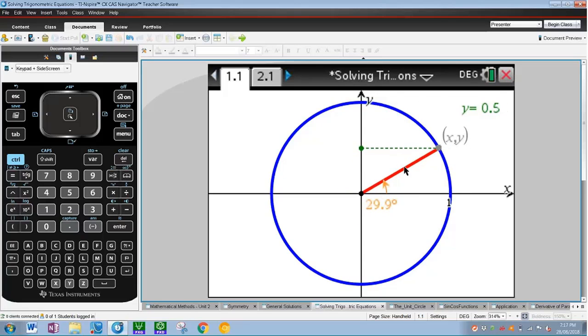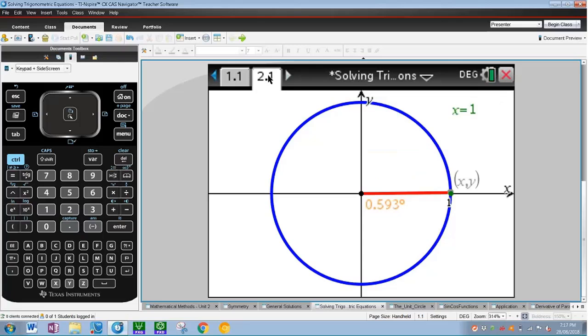So that is sine x, solving sine x equals a specific value. And likewise, I've got a very similar file for cos of x. So there's our gray point. Again, if I start grabbing the gray point and go to x equals 0.5, you can see when x equals 0.5, we get an angle of 60 degrees. So of course, solving the equation cos theta equals 0.5, one of the angles we get is 60 degrees.